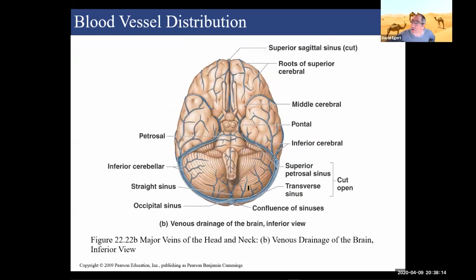You don't need to know the veins that drain this. I don't even know if this has a name, but the only thing you need to know about the drainage of the brain is ultimately everything drains into what? All the CSF and blood from the brain drain into what major vessel? The jugular. Internal jugular vein.